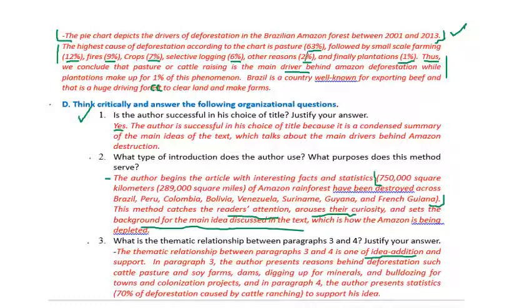How? In paragraph 3, the author presents reasons behind deforestation such as cattle pasture and soy farms, dams, digging up for minerals and bulldozing for towns, and colonization projects. And in paragraph 4, the author presents statistics, 70% of deforestation caused by cattle ranching, to support his idea. So it's idea addition and support. Okay, if you want idea addition and illustration, that would also be correct.